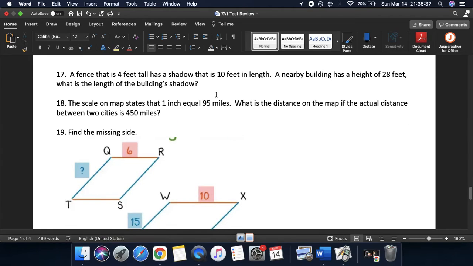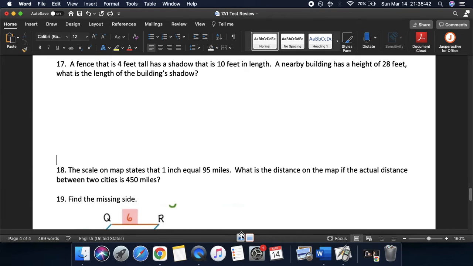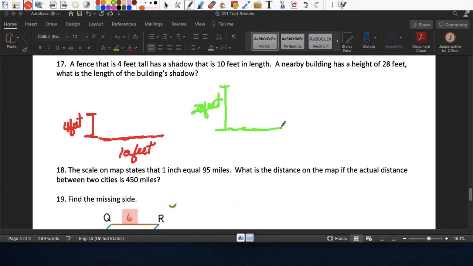$17. We have a fence. I'm going to draw the fence. Okay. And the fence is 4 feet. But it has a shadow on the ground. And the shadow is 10 feet. A nearby building has a height of 28 feet. And they're asking us, what's the length of the shadow? Okay, call that x.